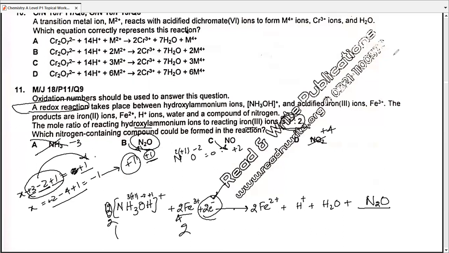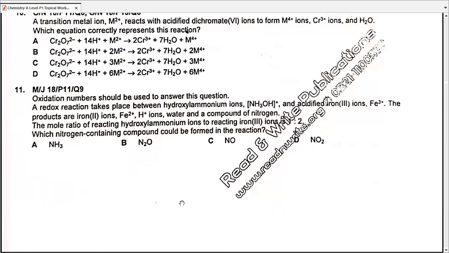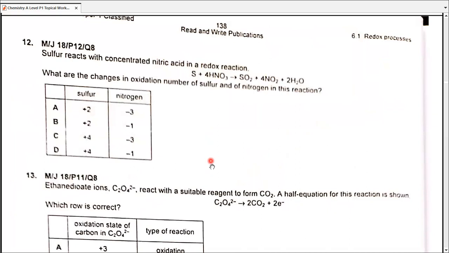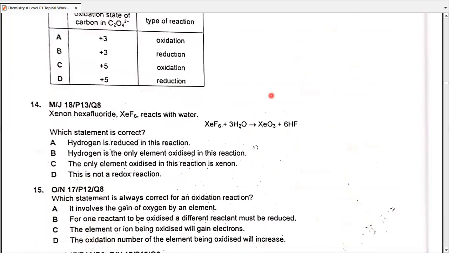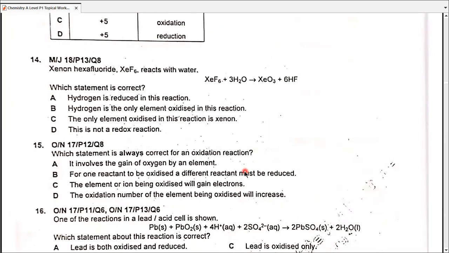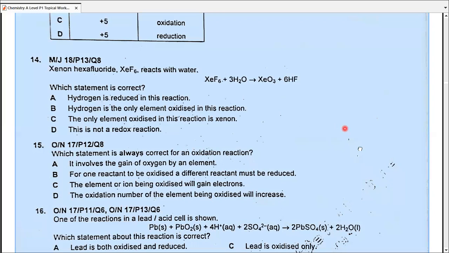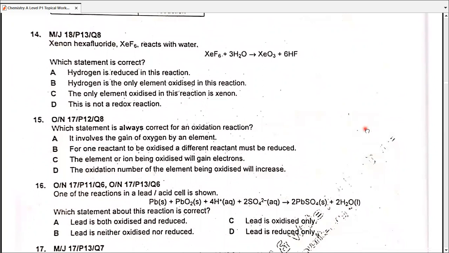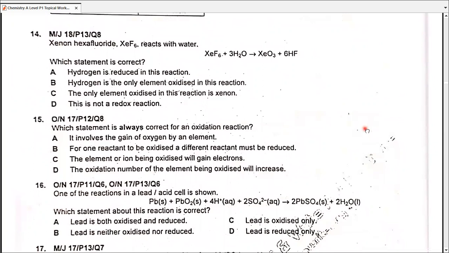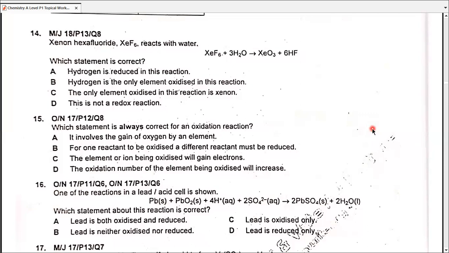Okay, let's clear everything up and move ahead. Too easy, repetition actually. Let's go with 14. 14 is a little bit easy, and we'll go with 14 and 15.